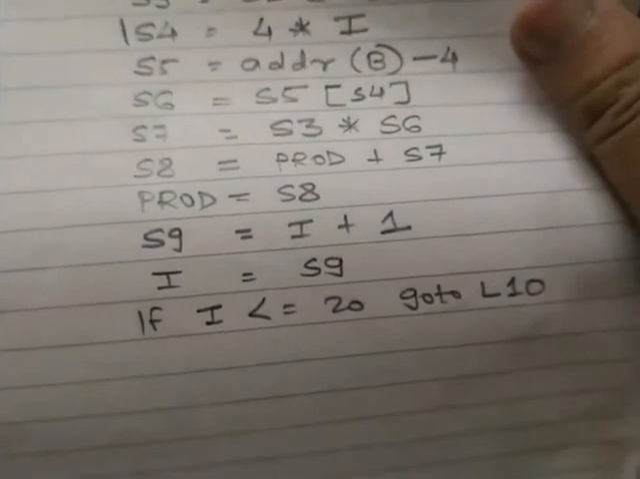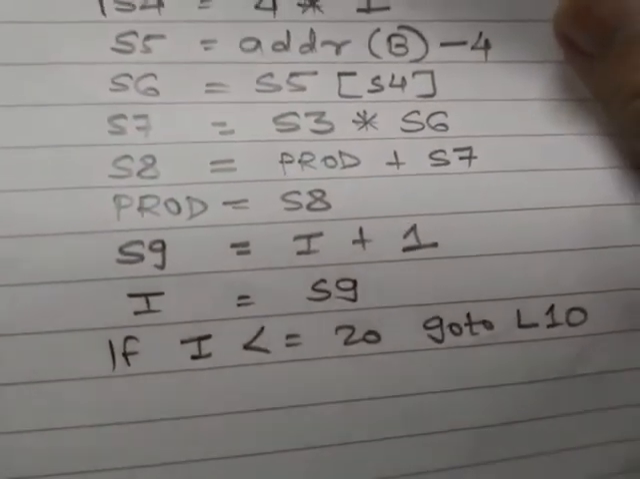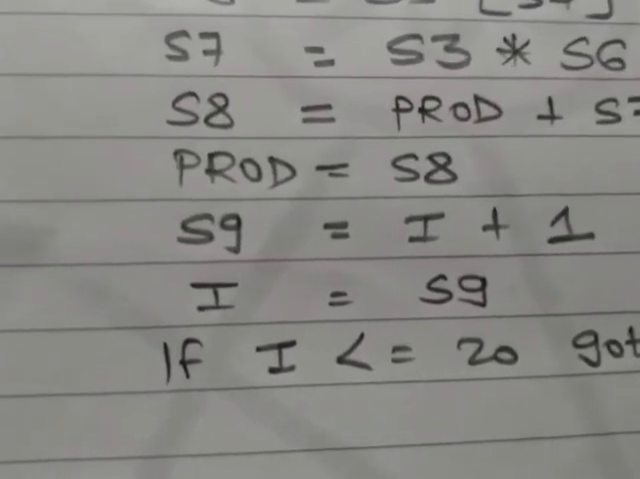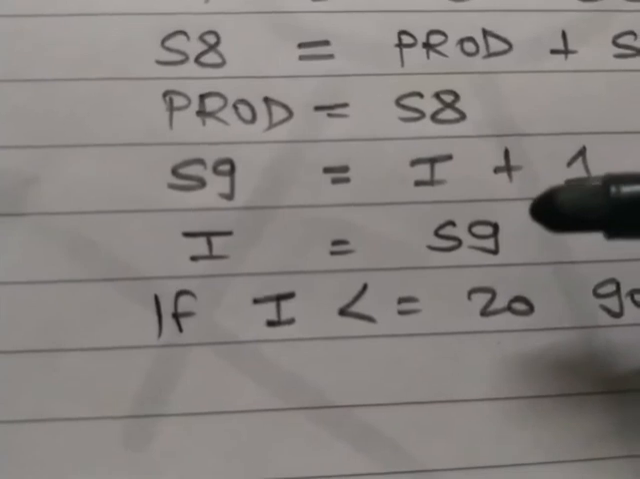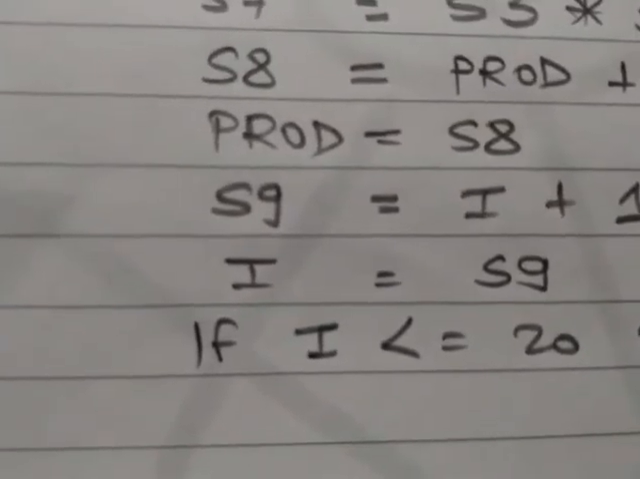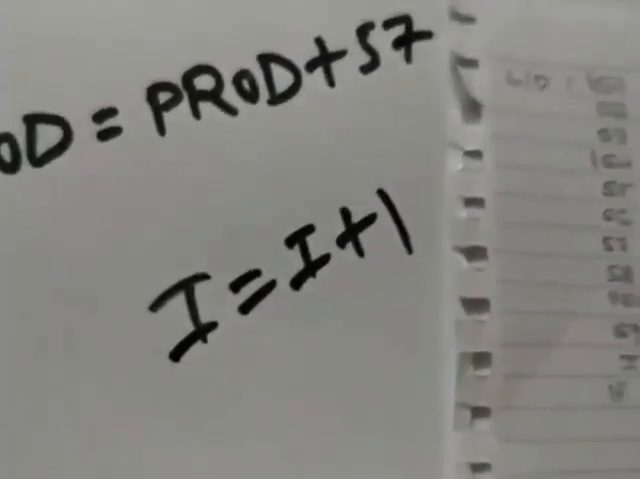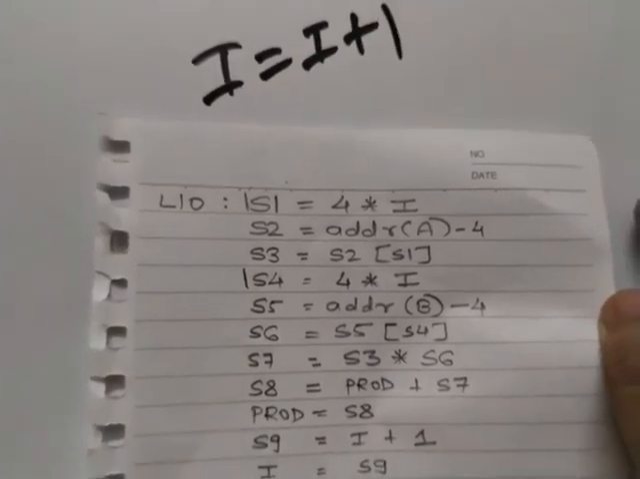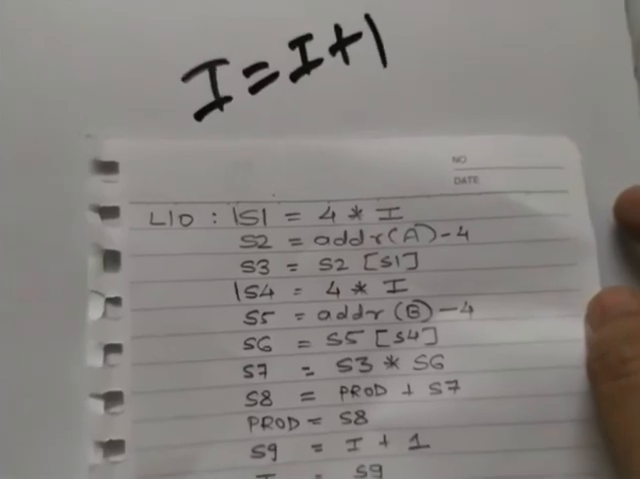Similarly, for S9 equal to I plus 1 and I equal to S9, what we can write, instead of using this S9 again and again, these two statements, S9 equal to I plus 1 and assign S9 to I, we can simply make it I equal to I plus 1. So just look here, I equal to I plus 1.